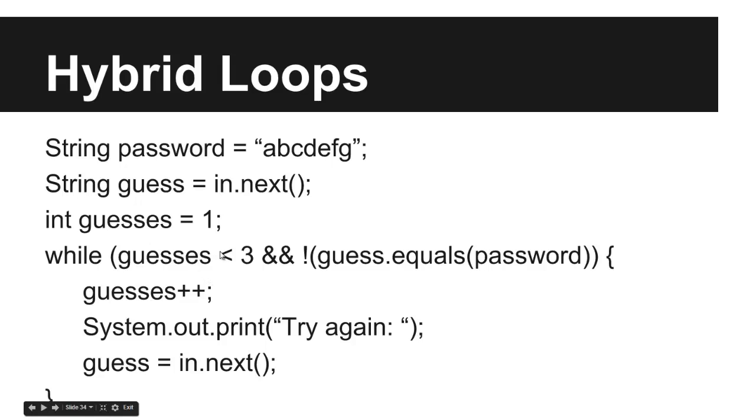So long as we have fewer than 3 guesses, and so long as our guess and our password are not equal, using the dot equals method of the string and then the negation operator, then we increase the number of guesses, tell the user to try again, and then get another guess. I'll show you a simpler version of this, just using integers. All that this does is mean that we have a counter-controlled part, that's guesses, and a sentinel-controlled part, that's our password.